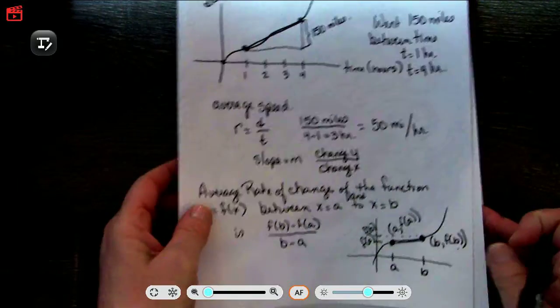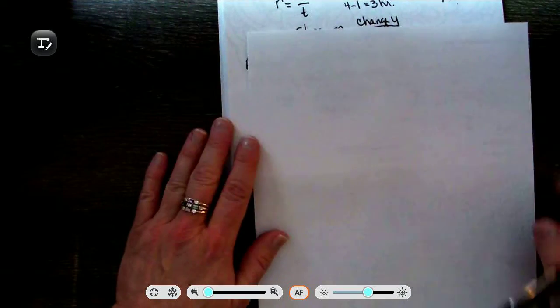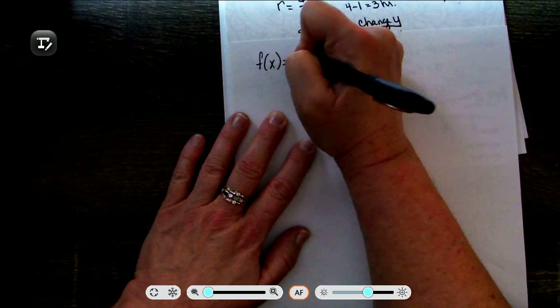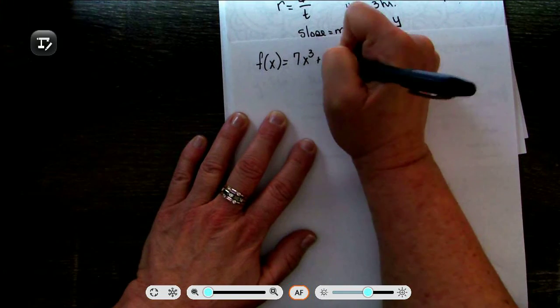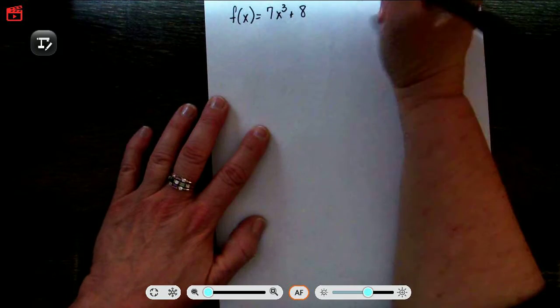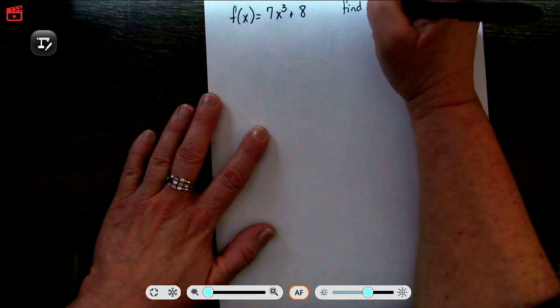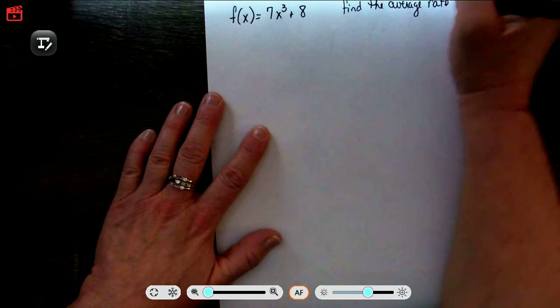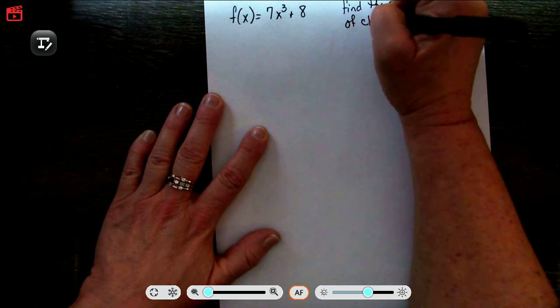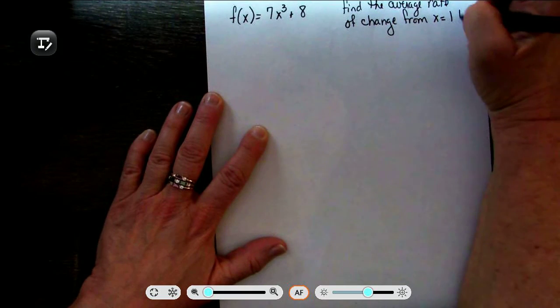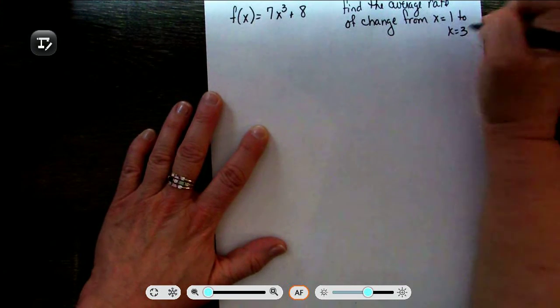All right, let's do an example. Let's say we have a function. Let's say that f of x is equal to 7x cubed plus 8. And we could draw the picture of this graph if we wanted to. And I want to find the average rate of change from x equaling 1 to x equaling 3.